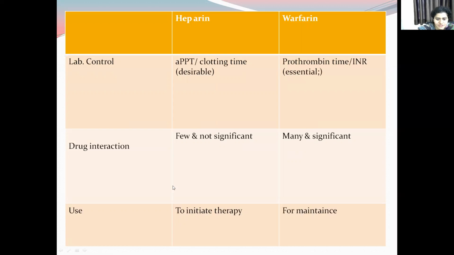I have already described in my slides the drug interactions which increase the warfarin activity and which decrease the warfarin activity. Then uses: heparin is mostly used for initiative therapy, that is in deep vein thrombosis, to prevent pulmonary embolism. Usually heparin is given because it has rapid onset. So mostly as an initiative therapy you can give this drug, and simultaneously you can start warfarin, and warfarin you can keep for maintenance therapy.